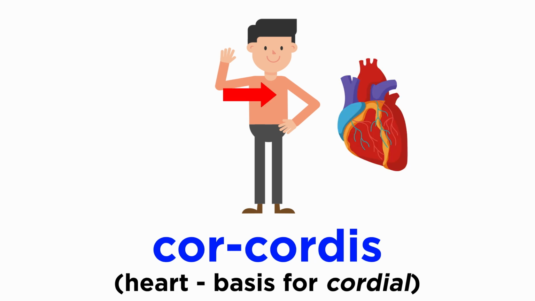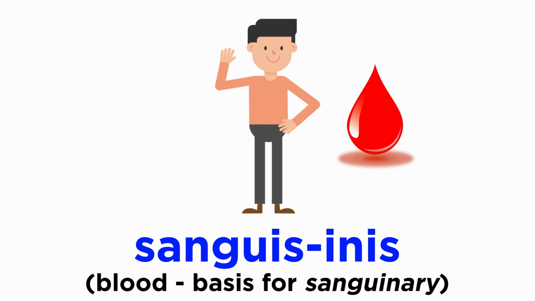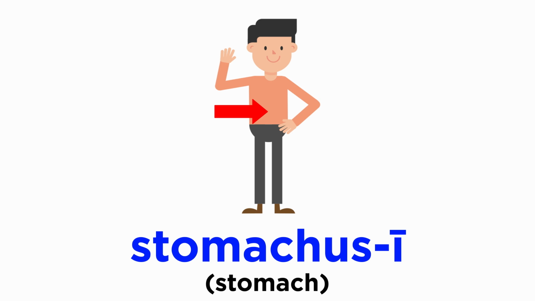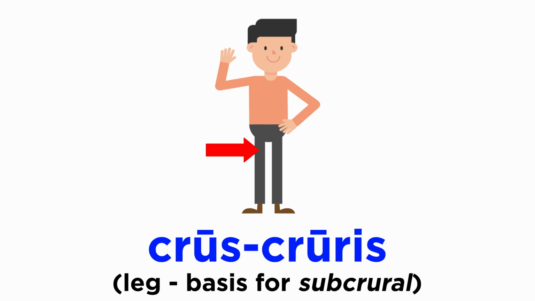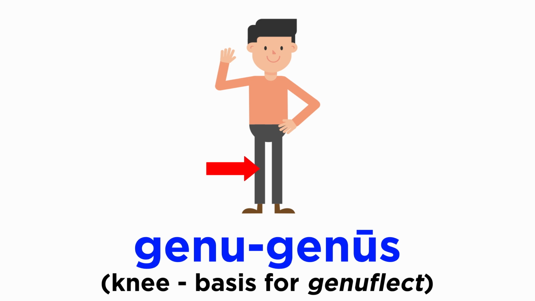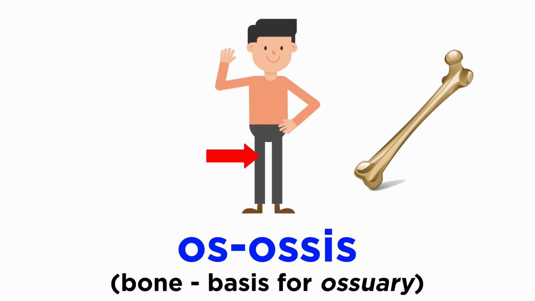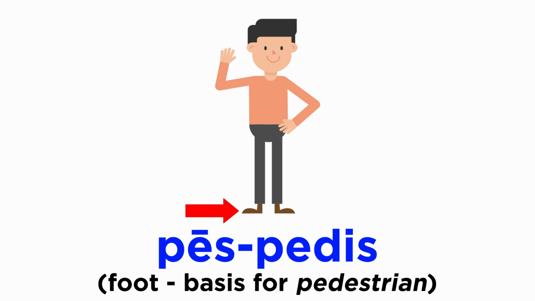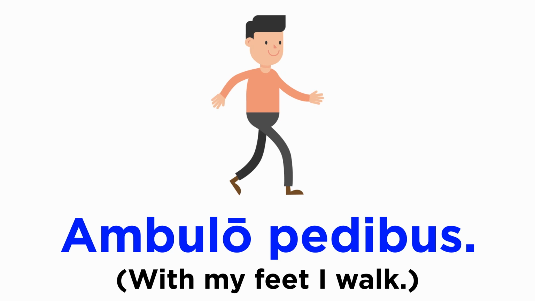Cor, cordis. Sanguis, sanguinis. Stomachus, stomachi. Crus, cruris. Genu, genus. Os, ossis. Pes, pedis. Let's use these words in some simple sentences.